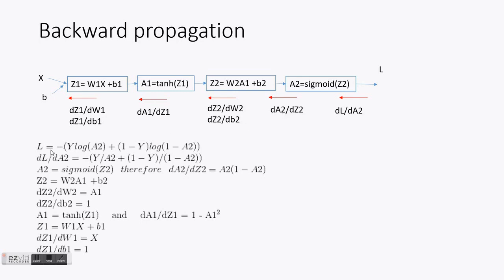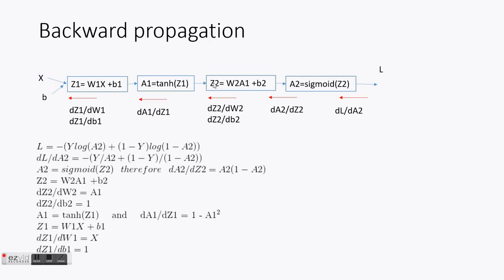Now the loss is given as L is equal to minus Y log A2 plus 1 minus Y log of 1 minus A2. And we've already seen in part 2 that dL by dA2 is minus Y divided by A2 plus 1 minus Y divided by 1 minus A2, because d by dx of log x is 1 by x. And if A2 is for binary classification, we are going to use sigmoid, so it's sigmoid of Z2. Therefore dA2 by dZ2 is A2 into 1 minus A2. We have seen in part 2 that the derivative of the sigmoid sigma is equal to sigma into 1 minus sigma. Here instead of sigma we have A2, so it becomes A2 into 1 minus A2.